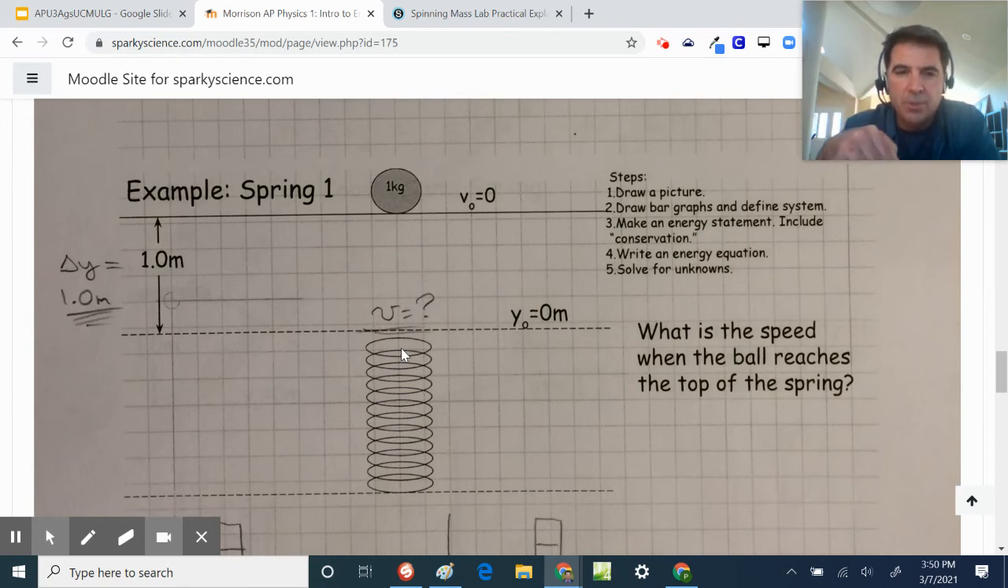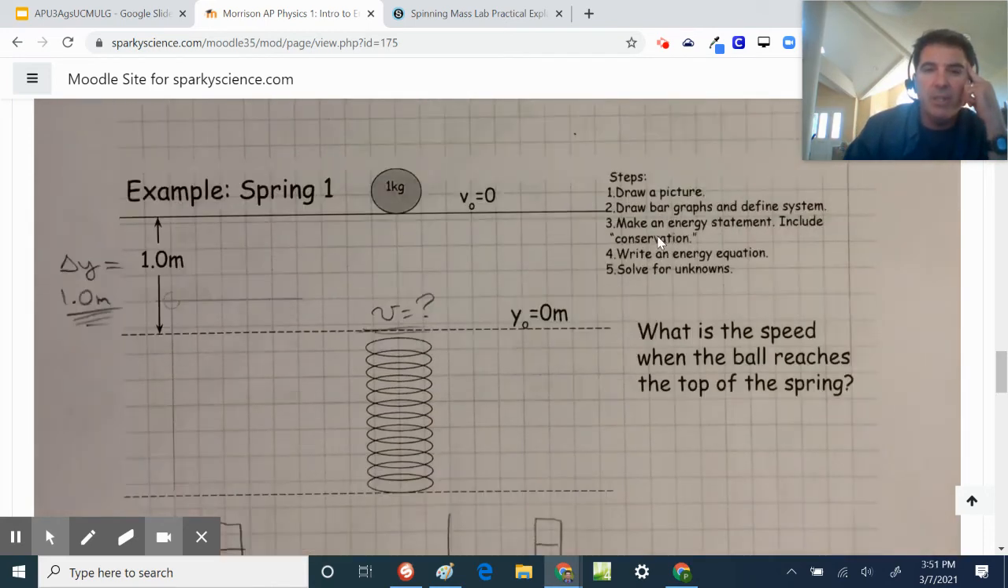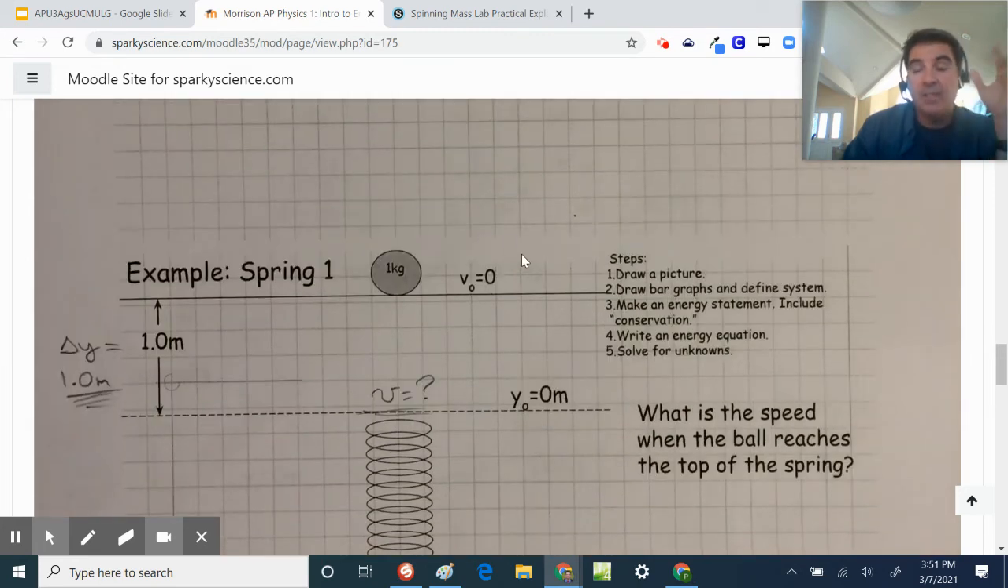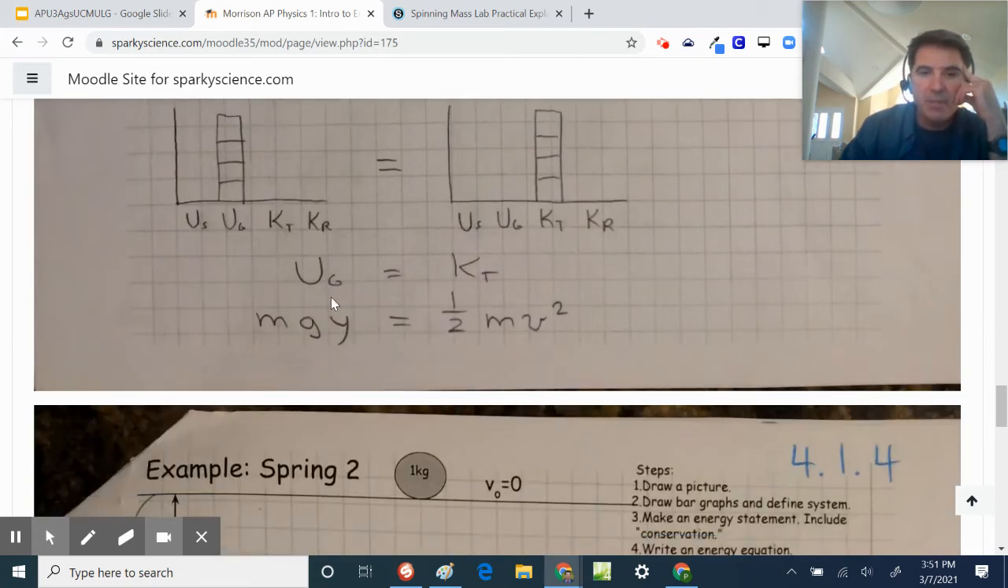So when it drops this 1 meter, how fast will it be going? What we have here is gravitational potential energy. I'm going to drop 1 meter, losing gravitational potential energy. As it drops, it's not going to hit the spring yet, it's going to gain speed. So the gravitational potential energy, mgy or mgh, will be turned into kinetic energy.